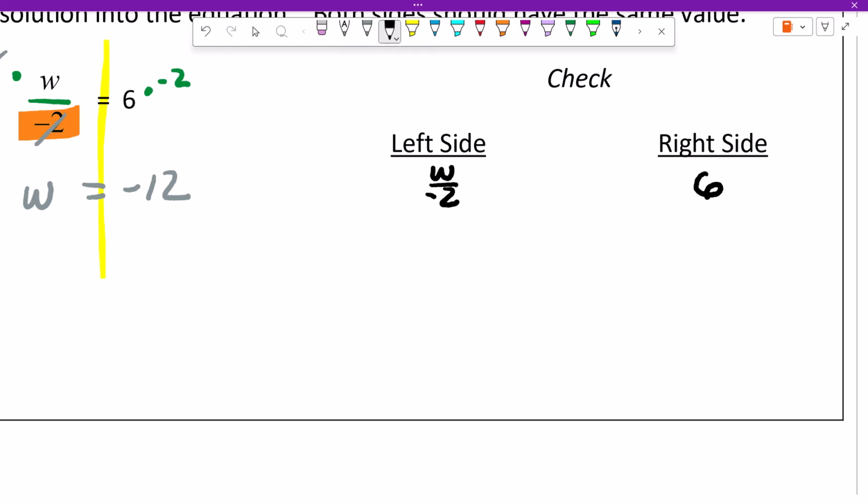So we have -12 for W. We take out the W and just write down -12. We're going to take this W out and put down the number we came up with, -12. We stick that in. You have negative 12 over negative 2. So you divide the two numbers. 12 divided by 2 is 6. Two negatives make a positive, so the answer is positive 6.